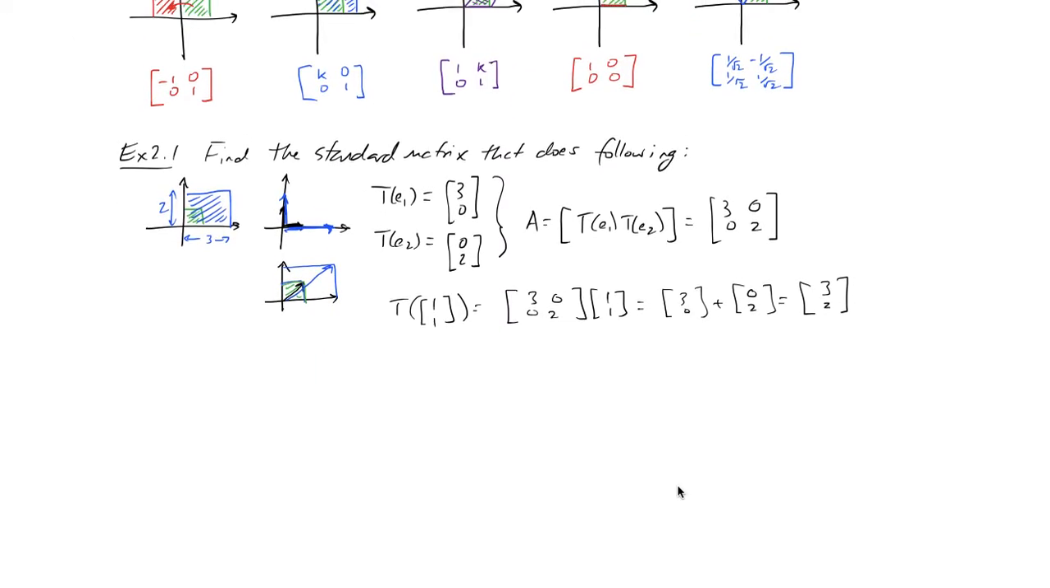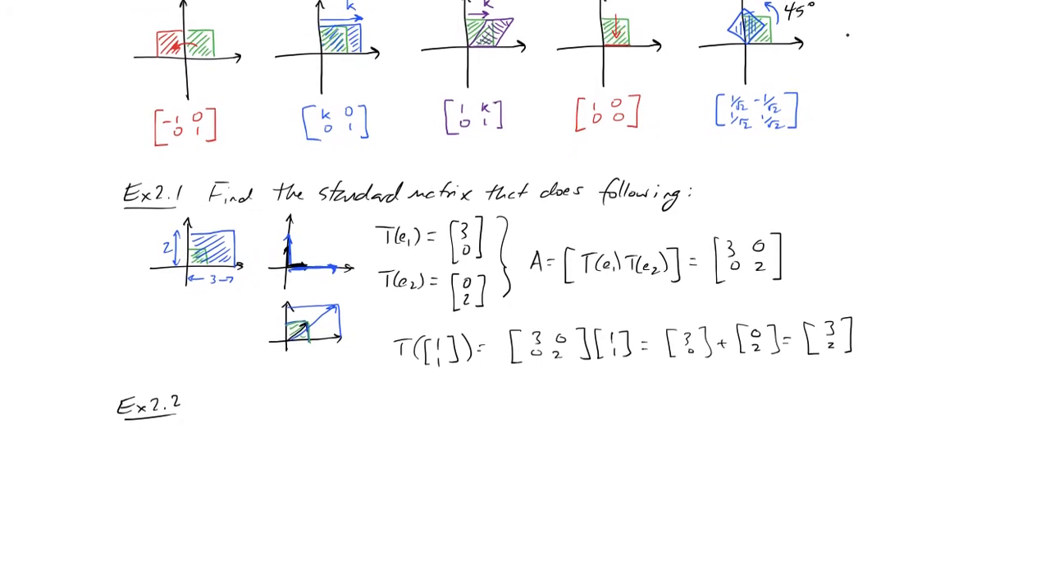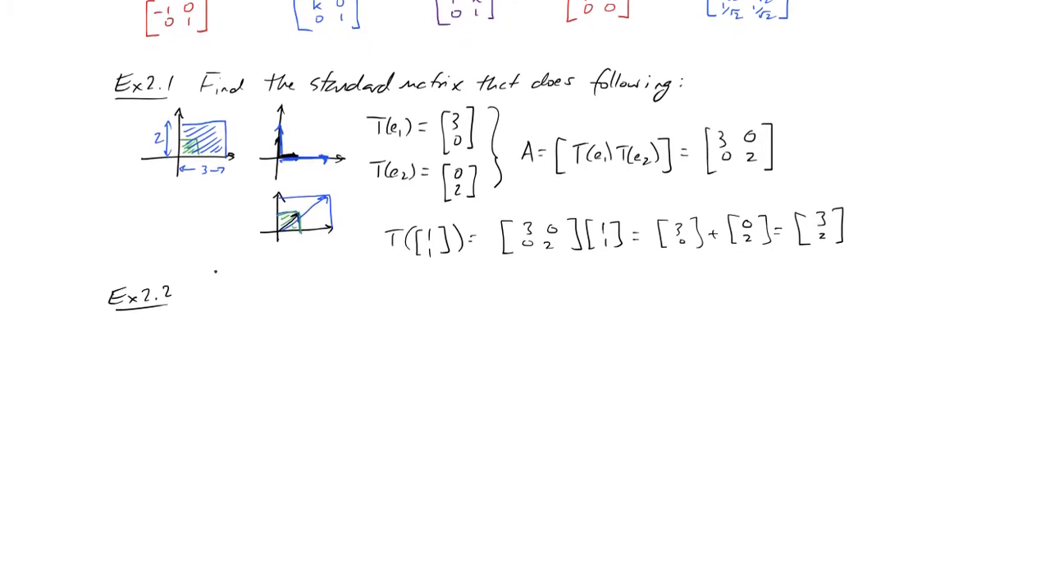All right, let's do another example. The next example is a generalization of the rotation transformation that I had up here. So this rotation here is through 45 degrees. And now I'm going to generalize this to any angle. So find the standard matrix A for rotation counterclockwise theta degrees.